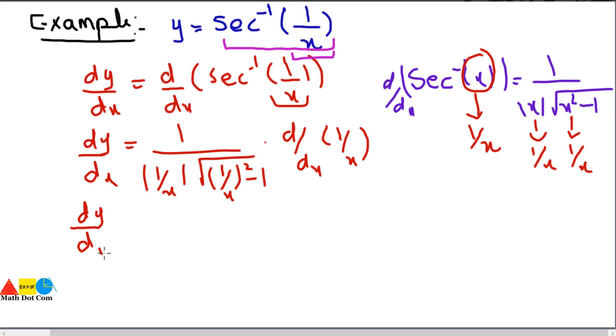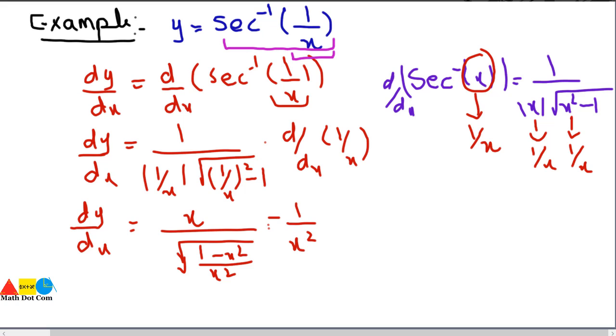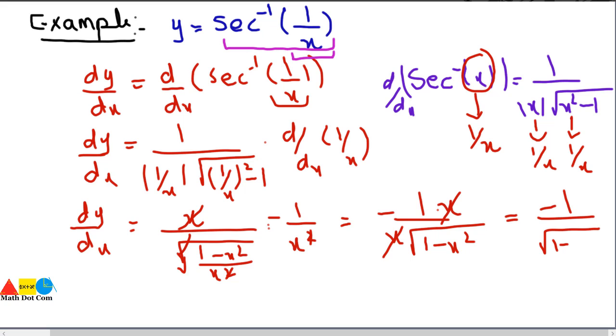So what we will get: dy by dx is equal to, x will go up, x divided by under root (1 minus x square) divided by x square, times the derivative of 1 over x. As x will move up, it becomes x raised to power minus 1, so the derivative is minus 1 divided by x square. This is the derivative of 1 over x. If we further simplify it, we will get minus 1 over x, and this will be cancelled like this, and this x will go up, x into under root 1 minus x square, and this x will again cancel, then we will get minus 1 divided by under root (1 minus x square).